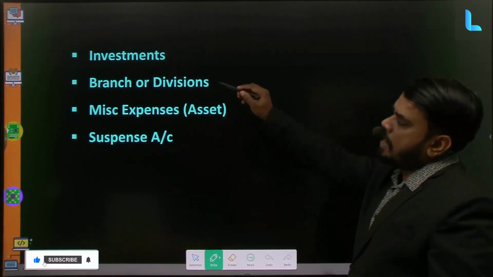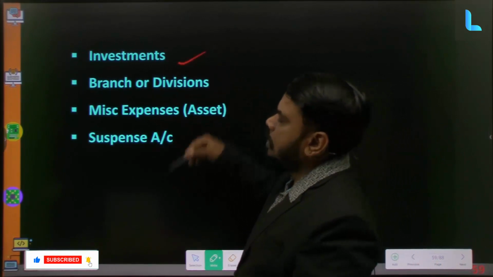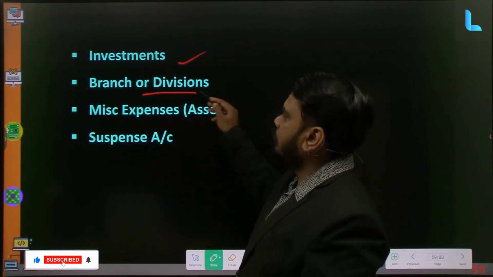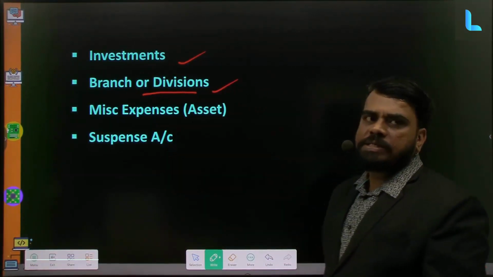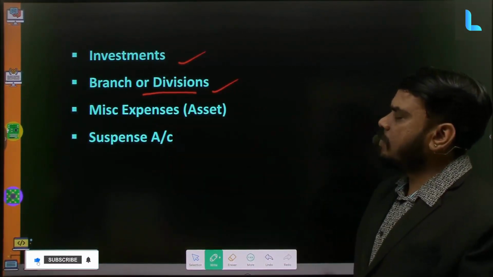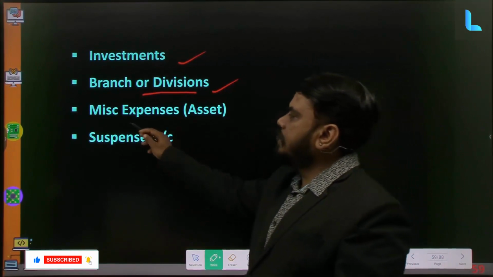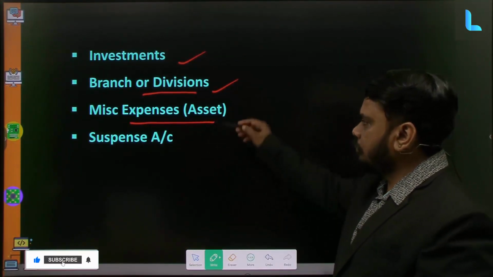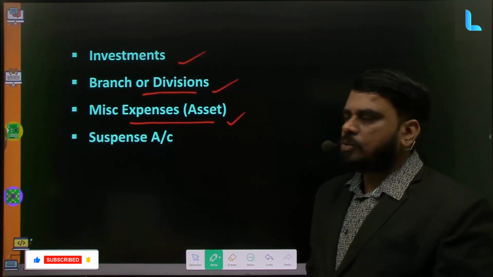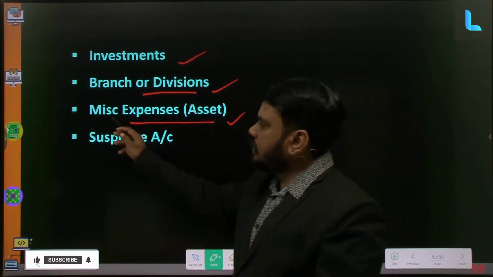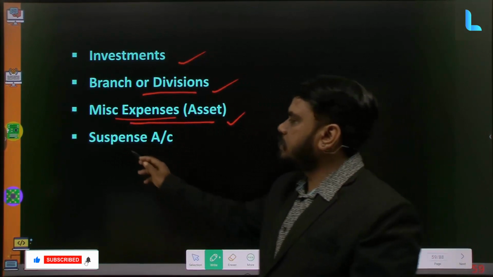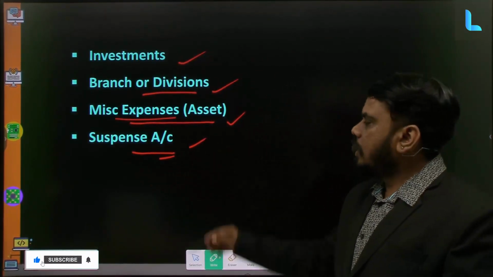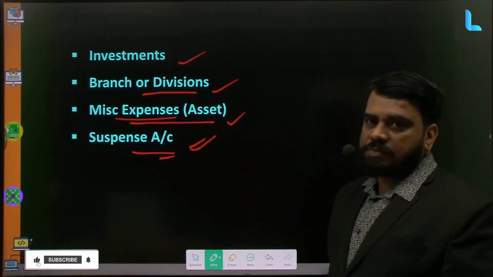The next type of account group is investments. All investment related accounts come under this. Next, branches or divisions. If the company has a branch or a division, those types of accounts come under this. Miscellaneous expenses, asset side: expenses which we can't specifically classify are known as miscellaneous expenses. Suspense account holds suspense transactions which are not certain.